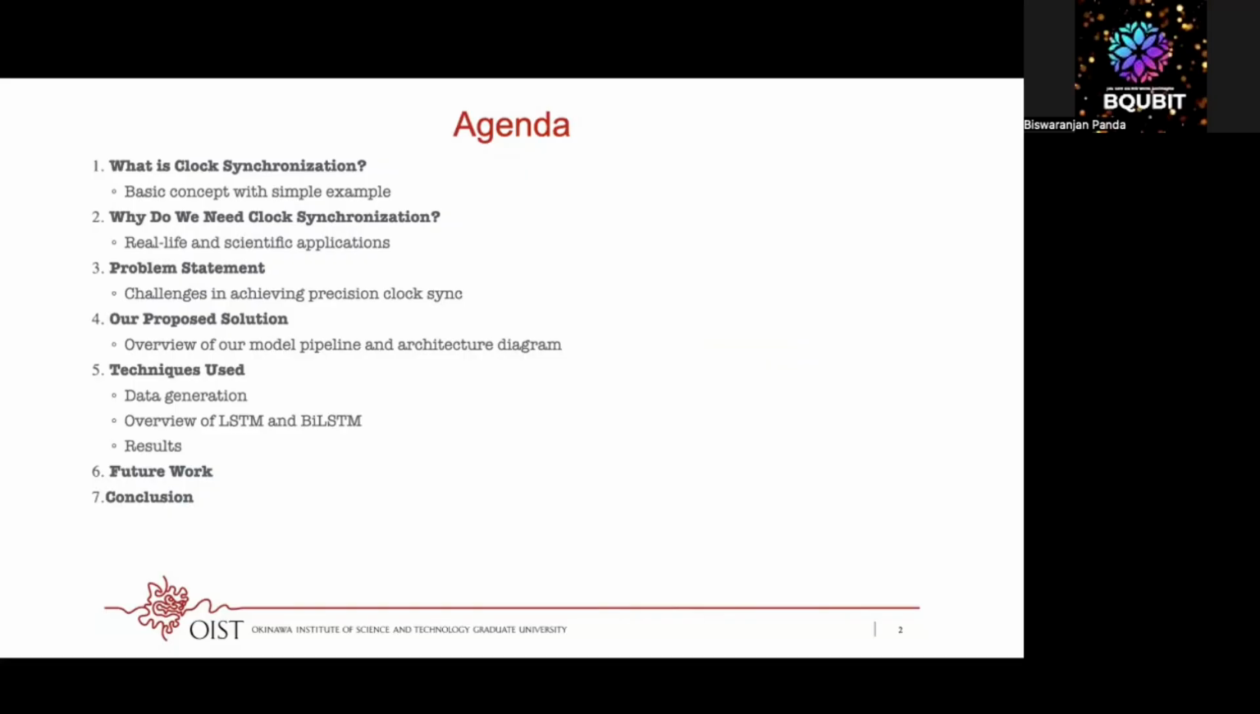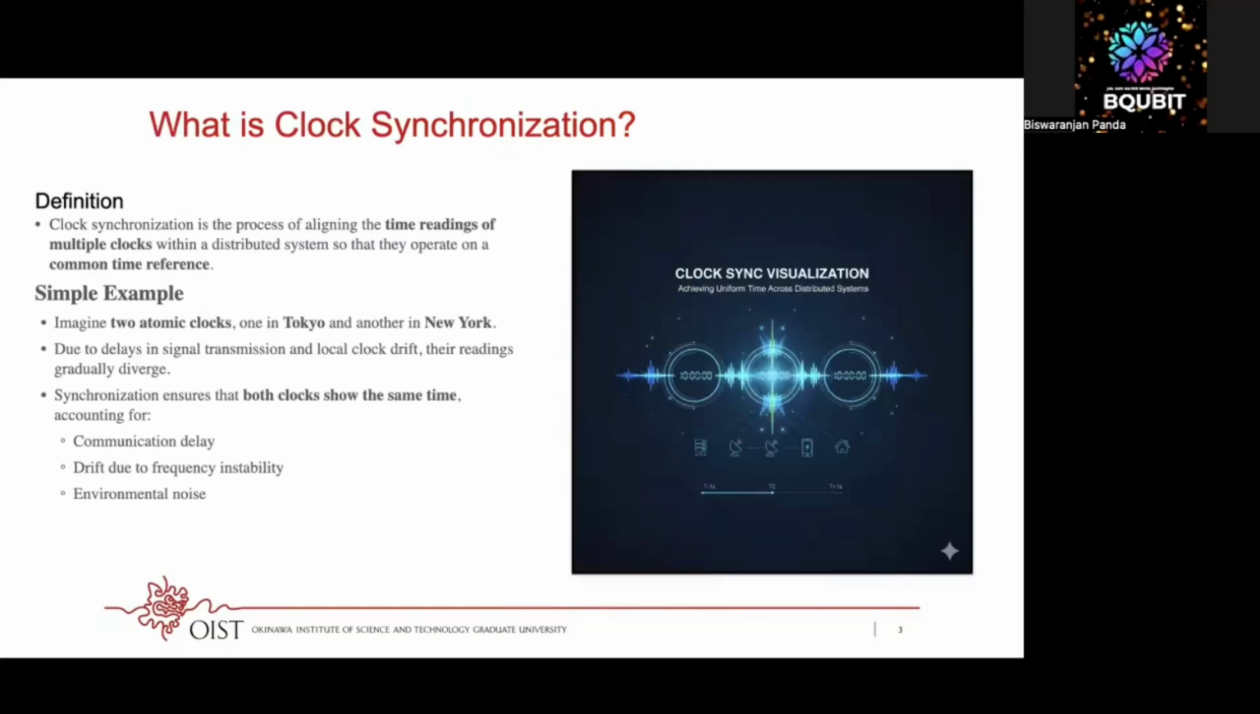Then I have used LSTM and Bi-LSTM. We'll see what LSTM and Bi-LSTM are, and what the results are. Then we'll see the future work as usual, and at last there is the conclusion. So let's go. The first question is, what is clock synchronization?